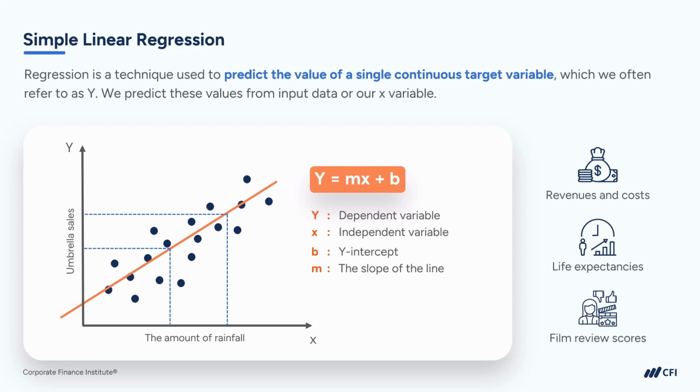B represents the intercept of the line, or in other words, where the line crosses the y-axis. You can think of this as the number of umbrella sales made, even if we had no rainfall. M is the slope of the line. The slope represents the increase in y, or sales that we can expect for every unit increase in x, or our rainfall.